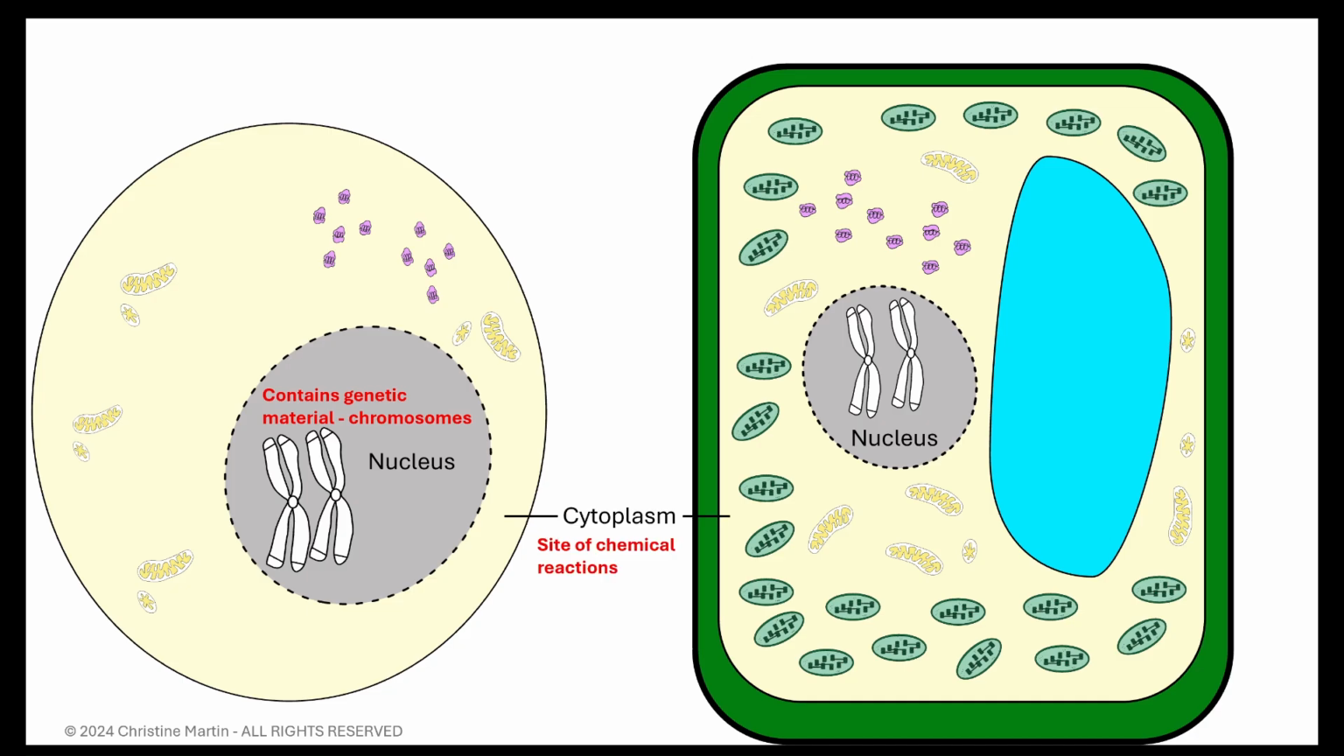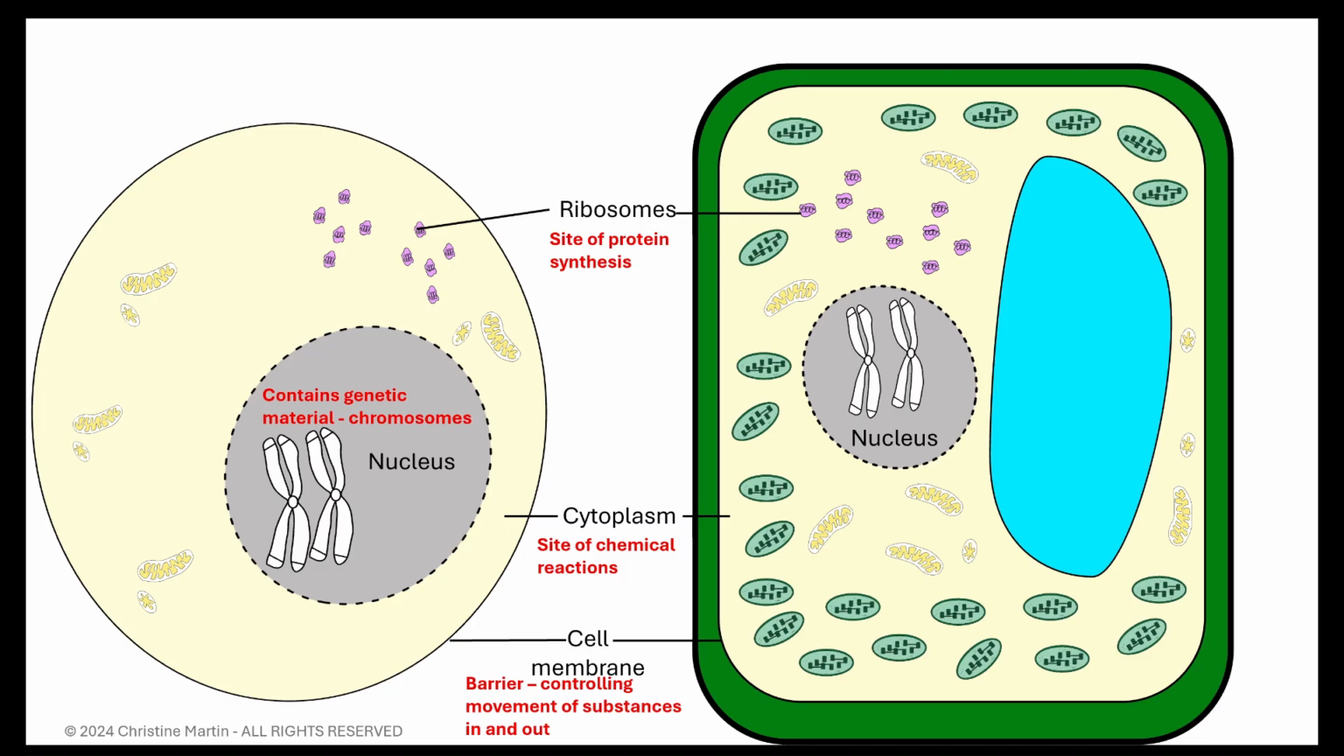Then we note our cytoplasm is also present. Now, this is the site of chemical reactions. So the cell membrane then is a barrier, and that barrier is controlling the movement of substances in and out of the cell. So the cell membrane was present in the prokaryote as well as the eukaryote. We also had ribosomes, and your ribosomes are your site of protein synthesis. So it's important to note that these distinguishing features are present whether we're looking at prokaryotes or eukaryotes. Right, now the only distinguishing feature is the presence of a nucleus and the genetic material.